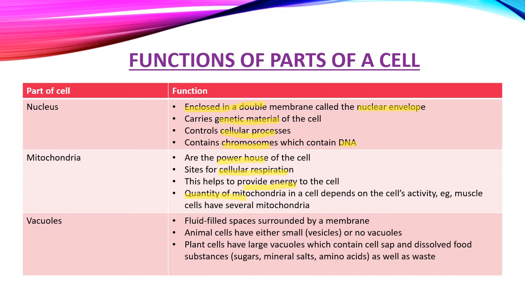Vacuoles. Vacuoles are fluid-filled spaces surrounded by a membrane. Animal cells have either small vesicles or no vacuoles. Plant cells have large vacuoles which contain cell sap and dissolved food substances such as sugars, mineral salts, and amino acids, among others, as well as waste.